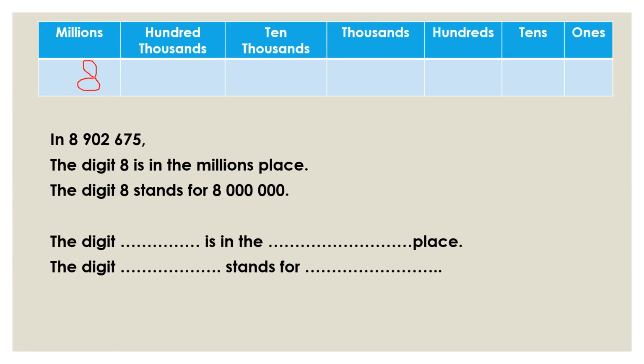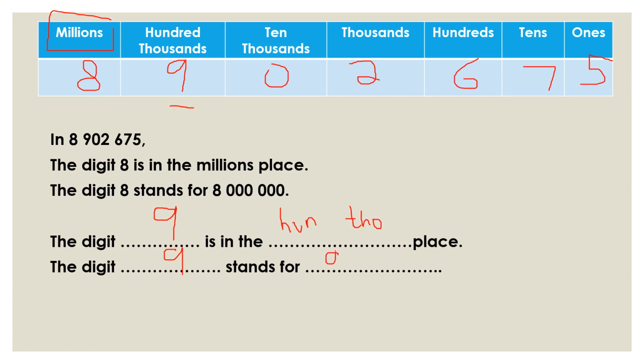In 8,902,675, the digit 8 is in the millions place, while the digit 8 stands for 8 million. Now let's try. How about the digit 9? The digit 9 is in the hundred thousands place. The digit 9 stands for 900,000.